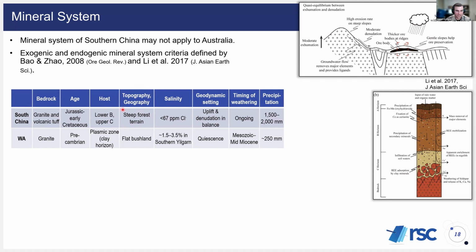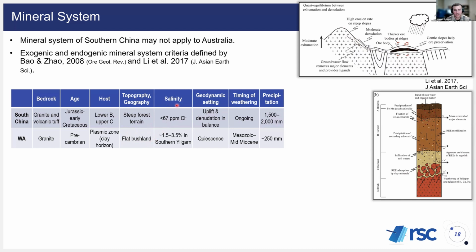So you have undulating to moderate steep forest terrain in South China, and that helps with the weathering process as well. So you can see there's some gravitational force that helps to move the rare earth further down, and then they can accumulate a bit further on slope of the hills. But that would not be the case, I guess, in the Yilgarn Craton, where you just have flat bushland. So there's no gravitational help with regards to weathering.